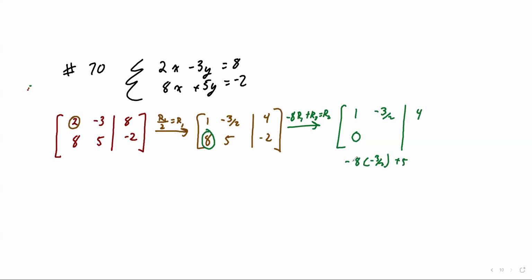Okay, so -8 times -3 halves. 2 goes into 8 4 times, so -4 times -3 is +12. +12 plus 5 is 17. Then we'll do the same thing.